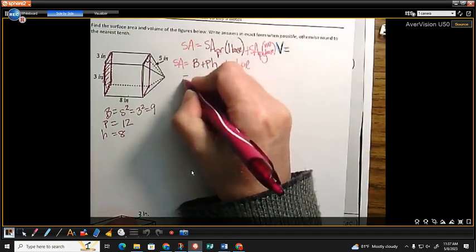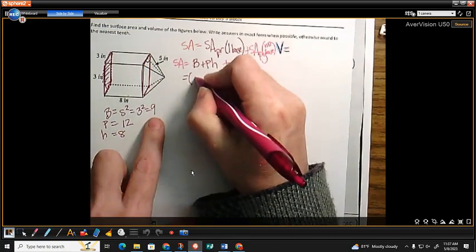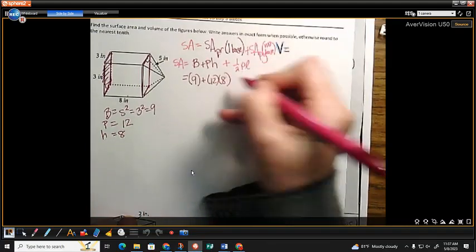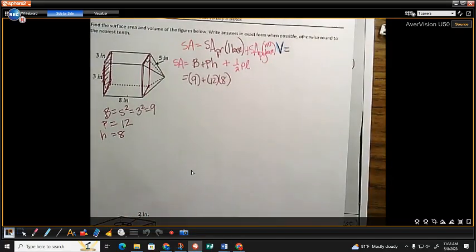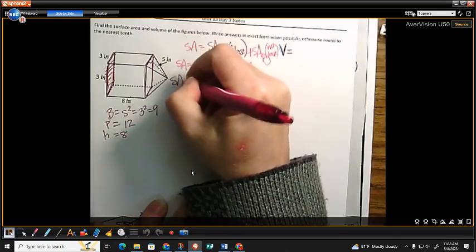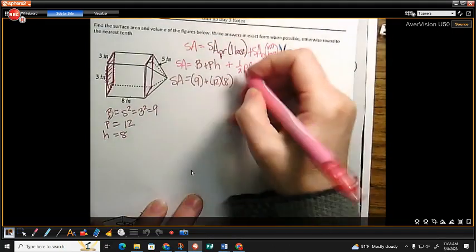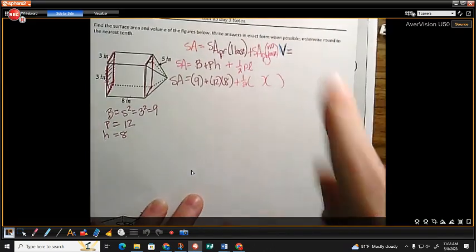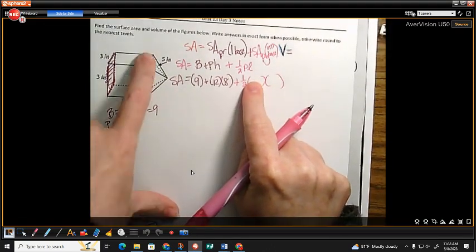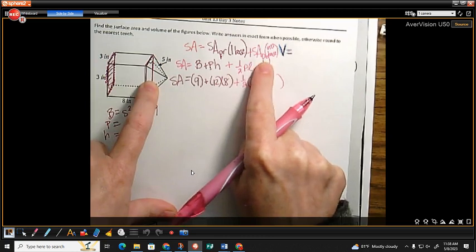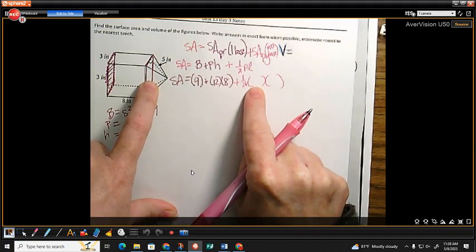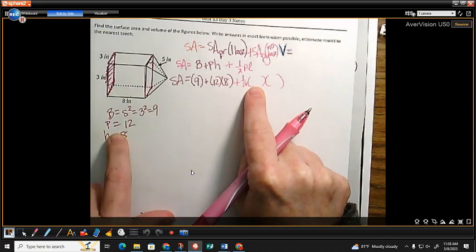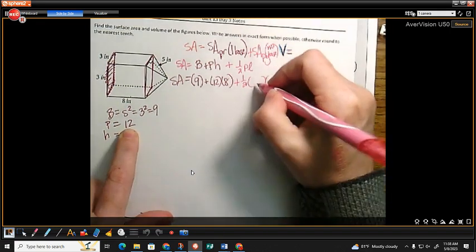Okay? So now I have all the things that go in here. This is 9. The perimeter is 12. The height is 8. But is that my entire surface area? No. Now I have to do the 1/2 perimeter slant height. Do I know the perimeter of the base of this pyramid now? Yeah, it happens to be the same as it was for my prism. So I can use that same number, 12.